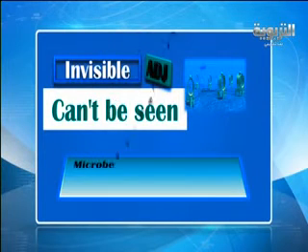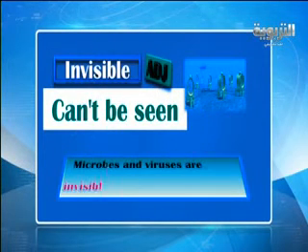Invisible sources of power. So invisible is an adjective and it means can't be seen. You cannot see it, something that is invisible. For example, we can say microbes and viruses are invisible. So we cannot see them. Can you see microbes when looking at them? No. Well, they are what? Invisible. Great.